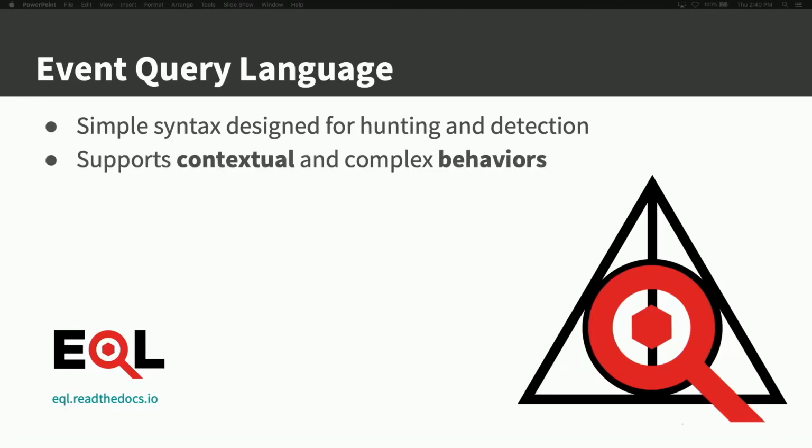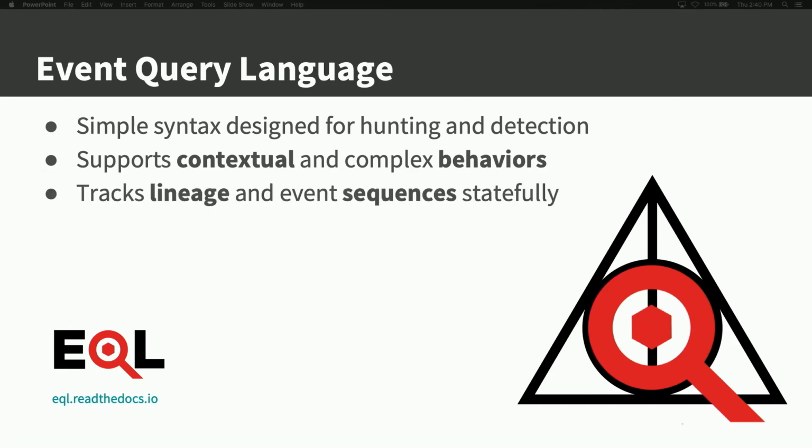But it's also complete enough to answer those complex questions, looking for things happening in a certain sequence or even tracking process ancestry. It natively supports process lineage. I could ask, is this a descendant of that? And that's supported right out of the box. You don't have to do multiple queries in a row. And it also looks for sequences of events happening.